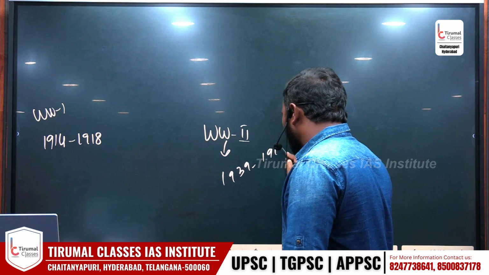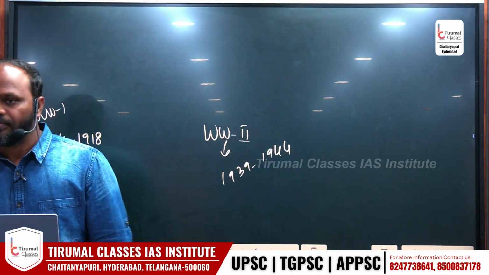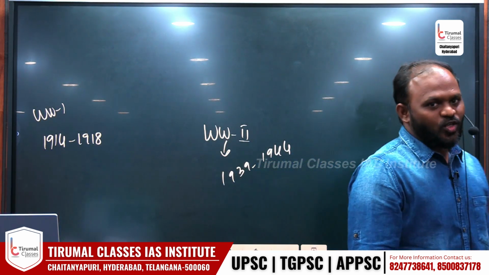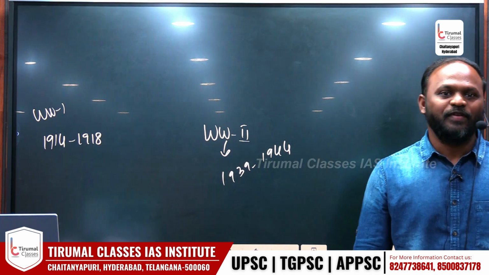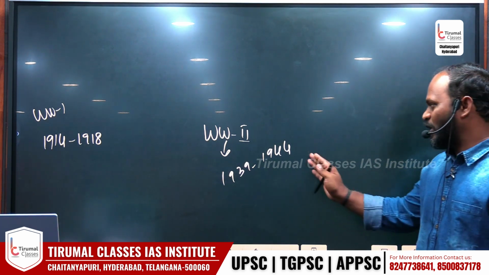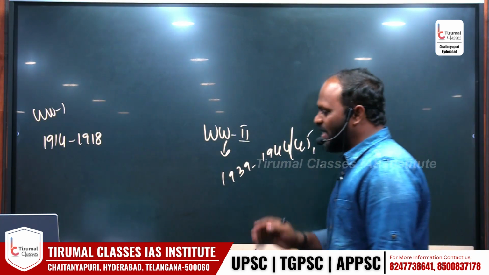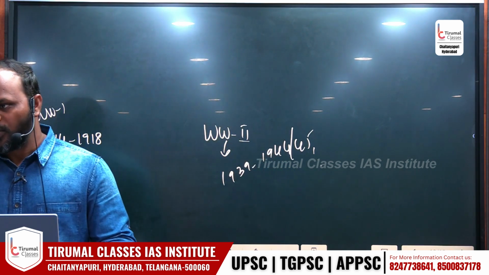1939 to 1944. Some books write 44, some write 45, because Japan continued its war till 1945. Hence some books write 44, some say 1945. But I would say 1939 to 1944 is the period of World War II.